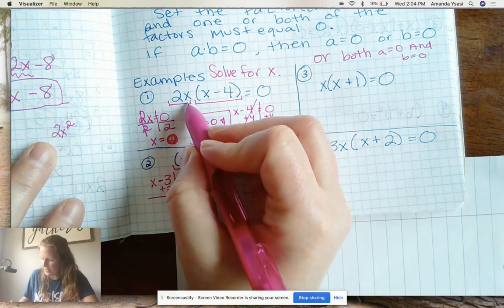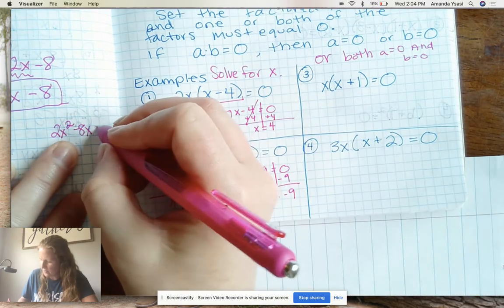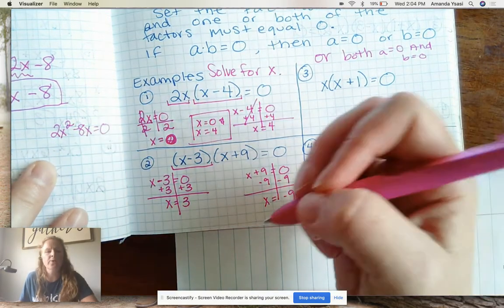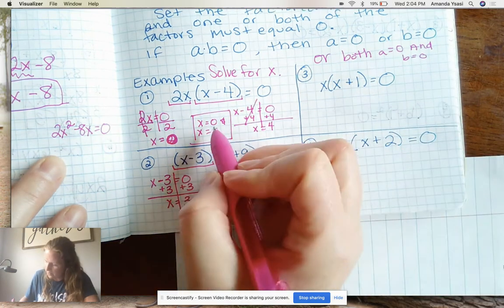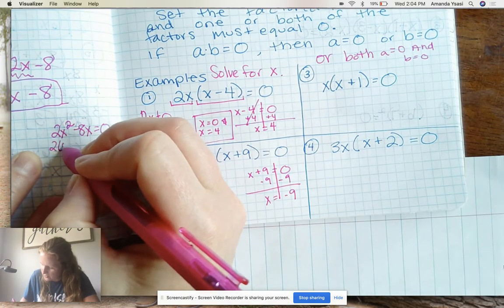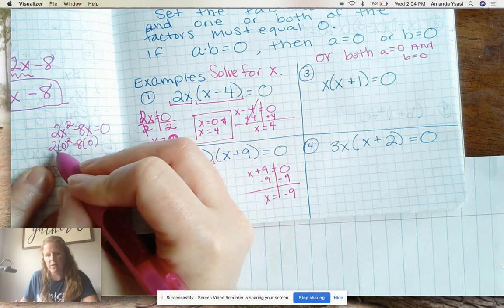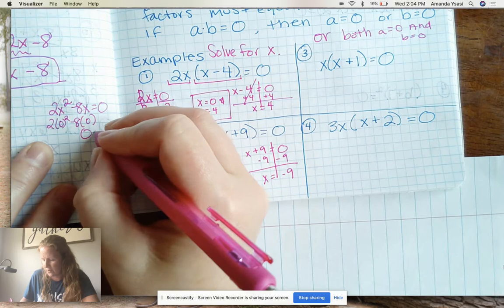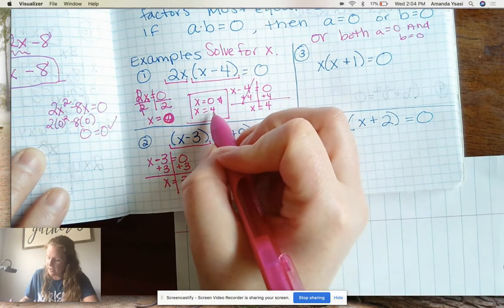And then 2x times a negative 4 minus 8x equals 0. So we're going to plug in and see if they both work. If I plug in a 0 here, that's 2 times 0 squared minus 8 times 0. Well, all of this is going to go to 0, so it's going to say 0 equals 0. So check. But then I need to check the other one with 4.